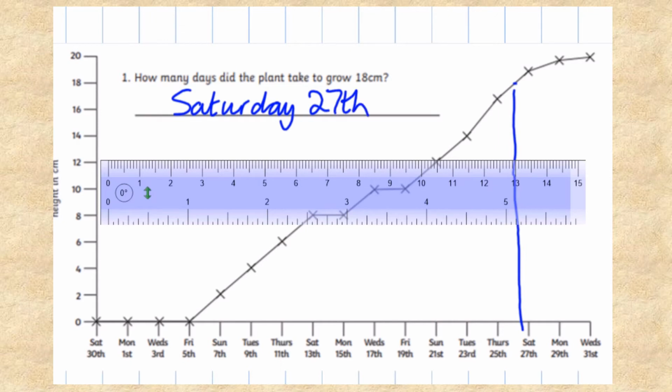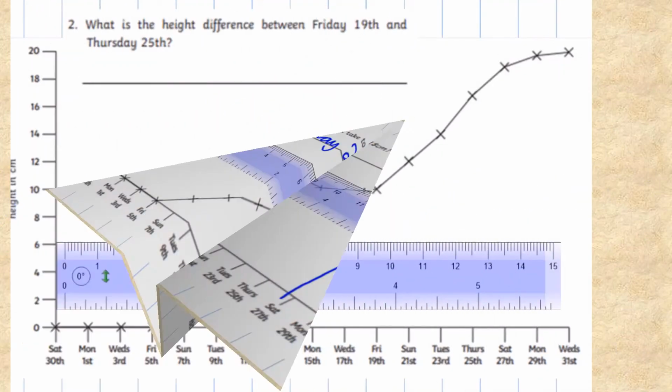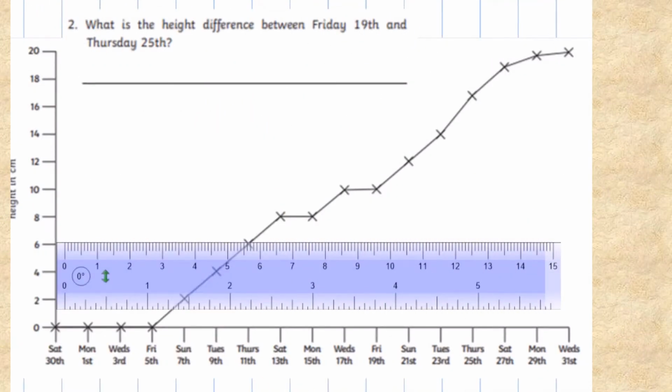And that is when, okay, it grows to 18 centimetres. So what is the height difference between Friday the 19th and Thursday the 25th? Well, Friday the 19th is here. If I go up to where Friday the 19th is, and I go across, it is 10 centimetres.